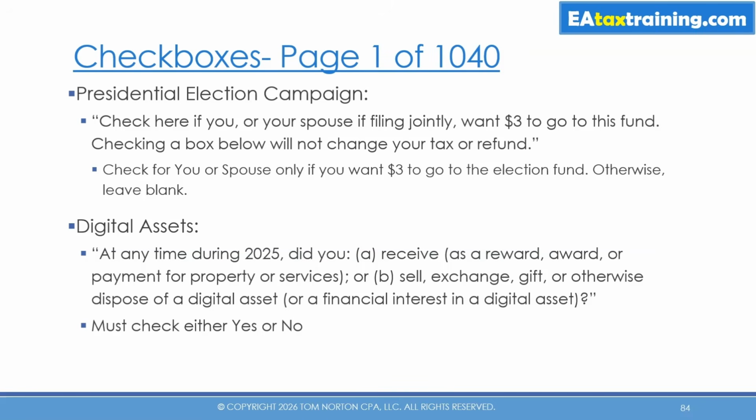But if you happen to know the person and you know that they did do one of these things with digital currencies, then you need to check yes. And you need to explain to the taxpayer that they need to check yes because of the penalties of perjury, et cetera, and so forth. But in either case, you have to check the box, either yes or no.